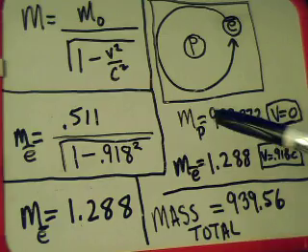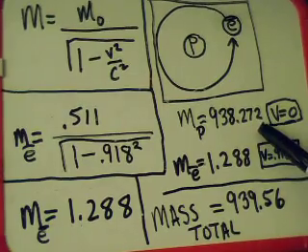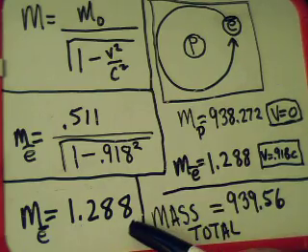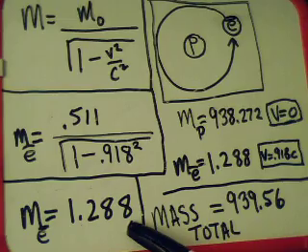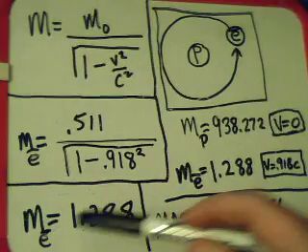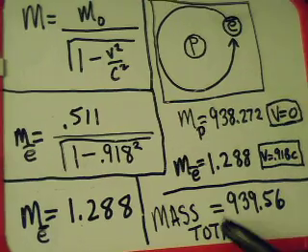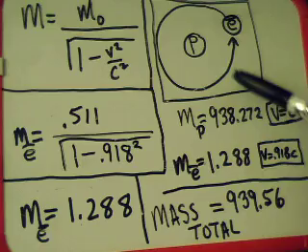Of course, the electron is moving, so it will have not a mass of 0.511, but a mass of 1.288, which is the moving mass. By the way, I denote the bar above the e's as the electron that is moving. If we take the mass of the proton here and the mass of the electron that's moving right here, and we add these two together, we get 939.56.